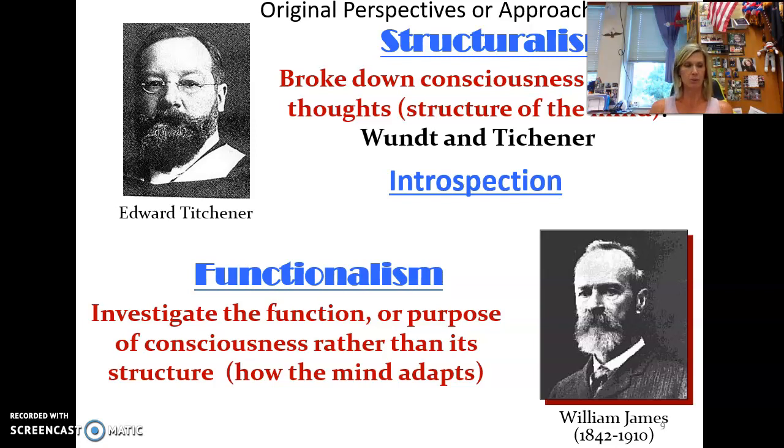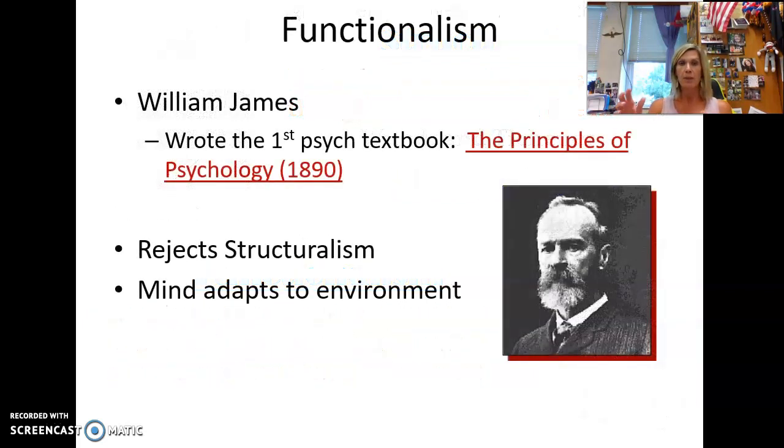Another person involved with psychology was William James, with the functionalist approach. William James wrote the first psychology textbook, and he was more interested in the function of the brain and how it can function in different environments. As we move from environment to environment, how is our brain able to adapt and help us survive? How does that conscious experience help us function in different settings? He explained many of his principles in the first psychology textbook, written in 1890, The Principles of Psychology.